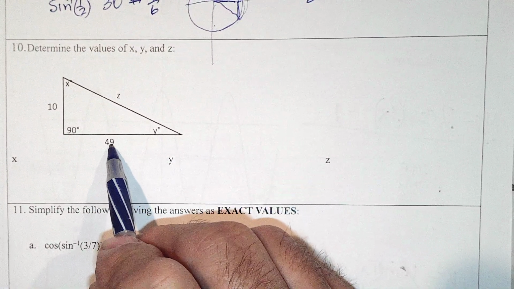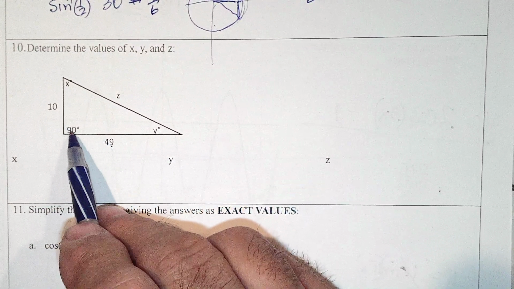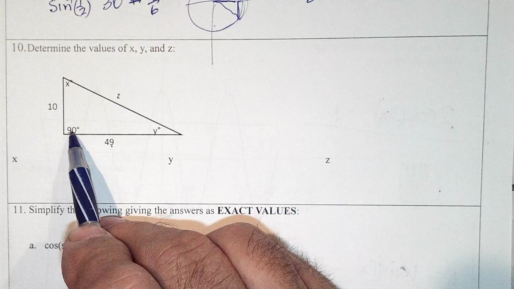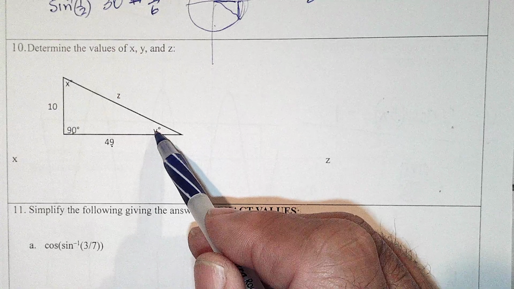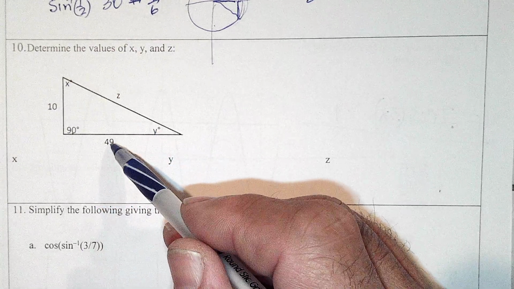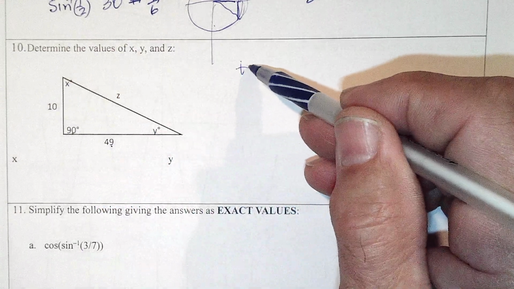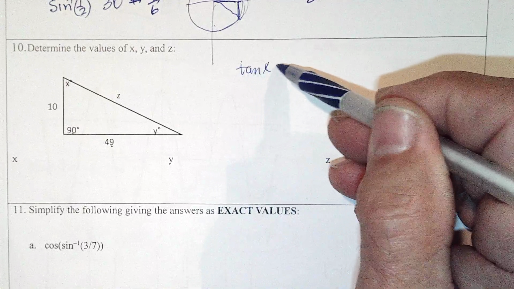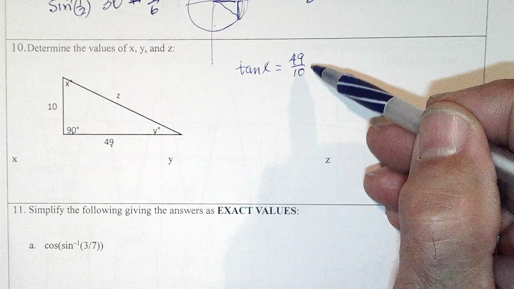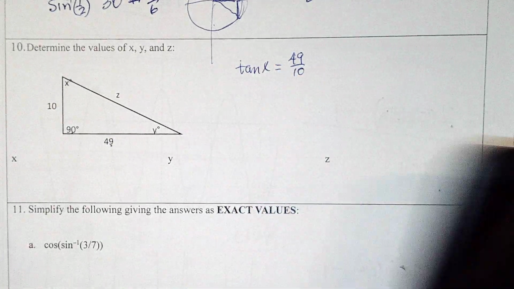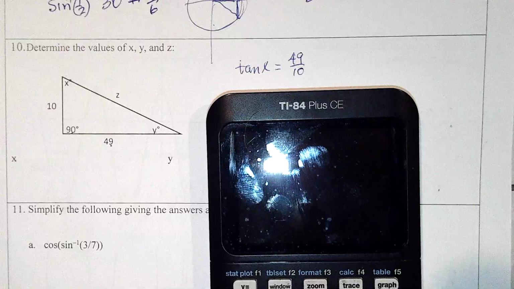Hopefully this is a better triangle. Looks like we got a 90 degree, so we can do regular trig on this. And for x, the tangent of x is 49 over 10. So I got to do tangent inverse of that to find x.